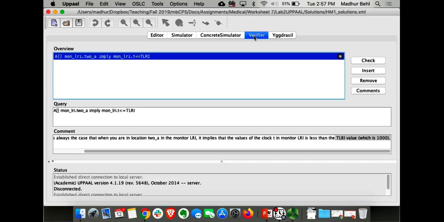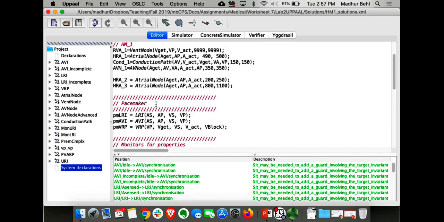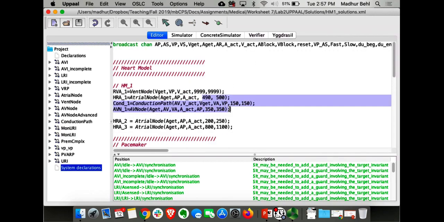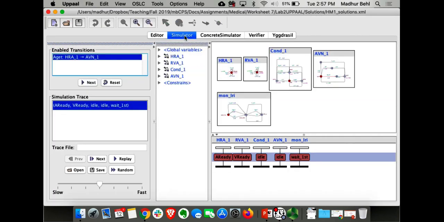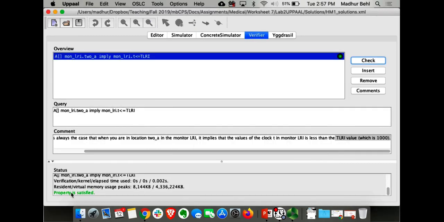Intuition does inform us that if you are in normal sinus rhythm with these parameters, right? The parameters of your normal sinus rhythm are these right here, which sum up to 1000, as we've already discussed. So intuition tells us that there is no reason why you wouldn't respect a 1 second V to V interval. But I am asking for all paths, for all possible cases, always. So the only way to verify is using the model checker. So let's check this property. It is indeed satisfied.